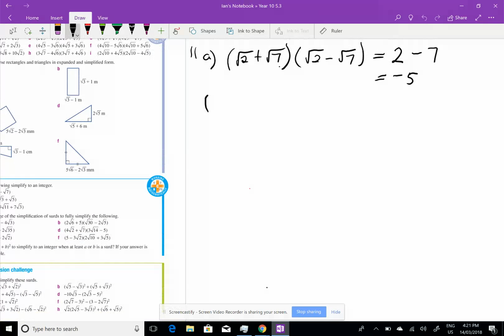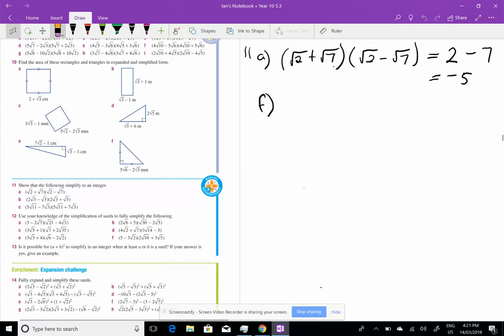We're going to do c. You should have a go at it on your own before you watch this. So c, and I've got 5 root 11 minus 7 root 3, and I've got 5 root 11 plus 7 root 3.